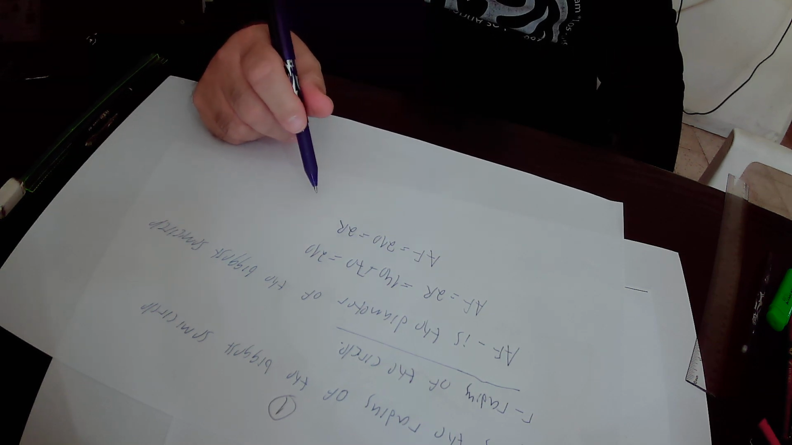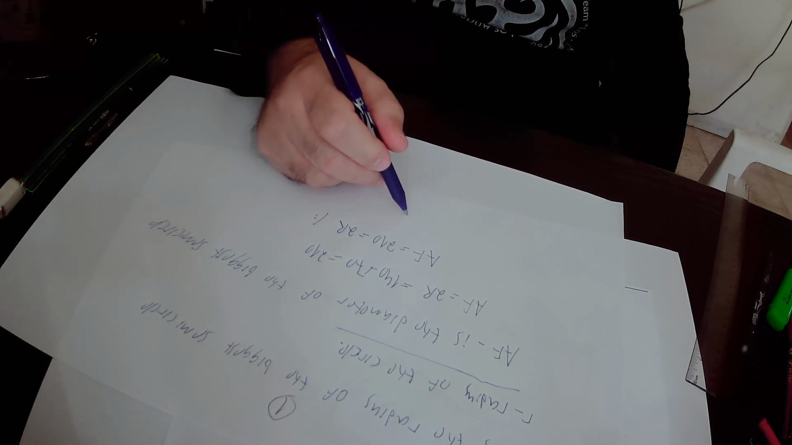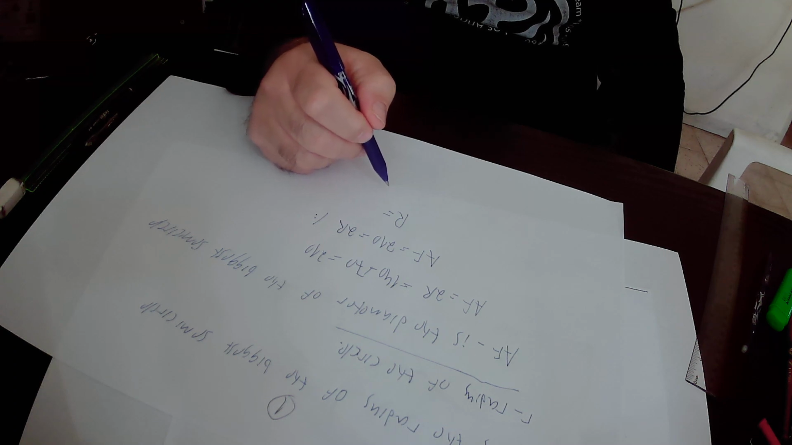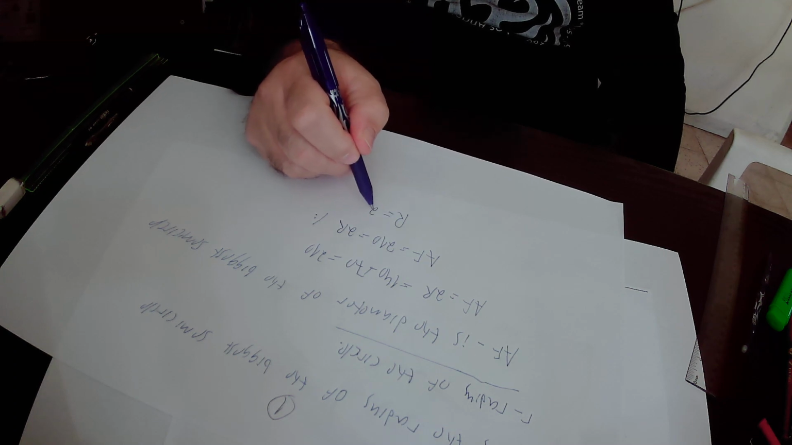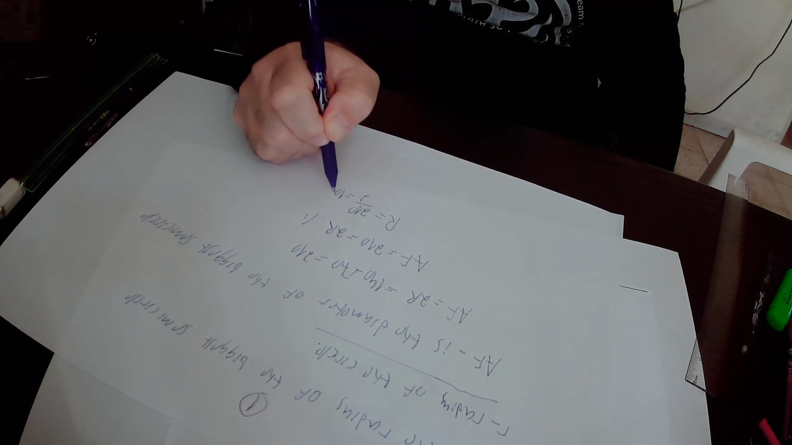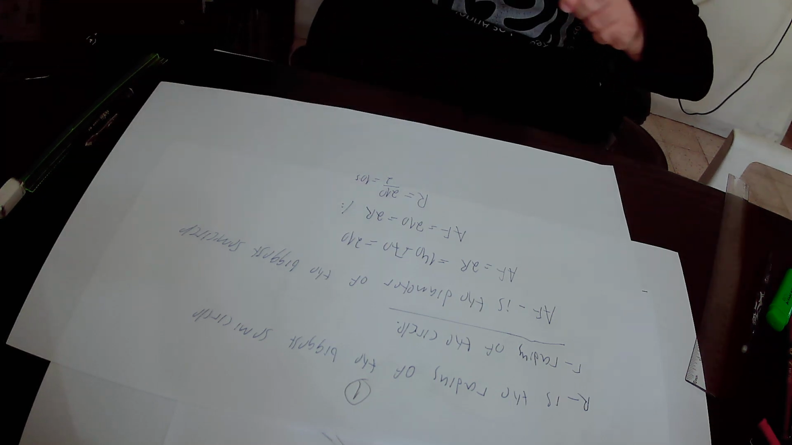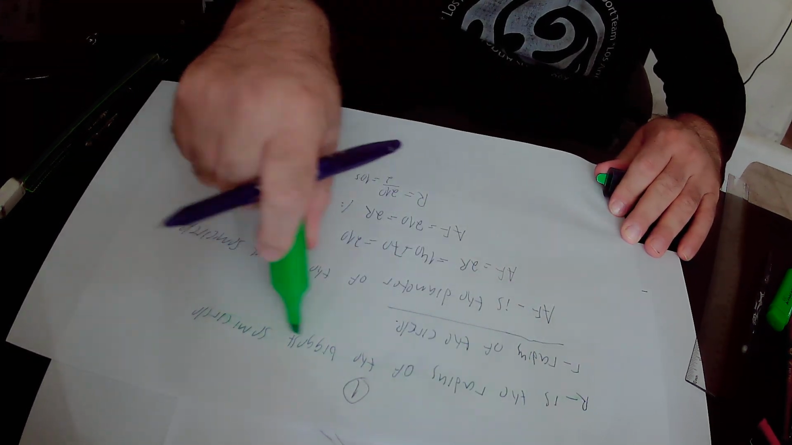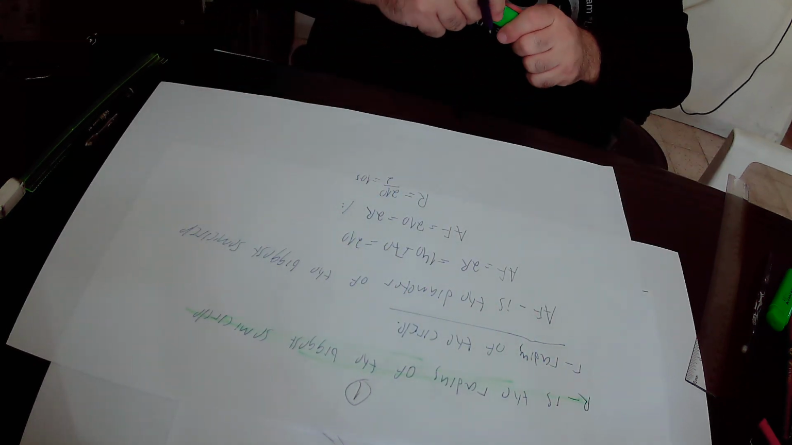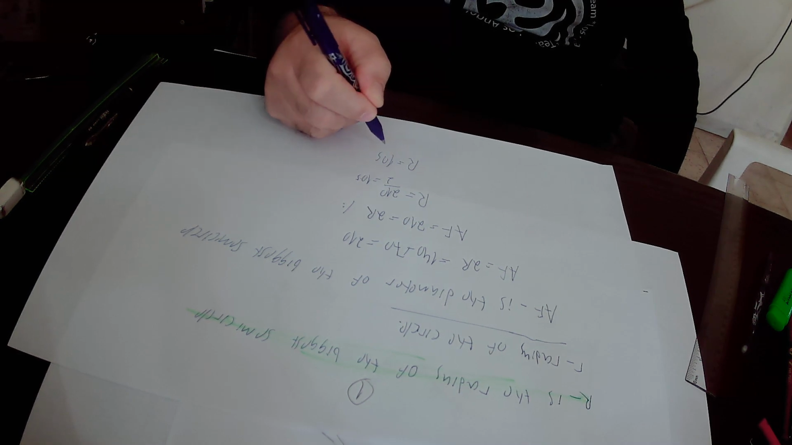Here we will divide this equation by 2 and we'll get that capital R, that is the radius of the biggest semicircle, is equal to 210 over 2, that is actually 105 units. So capital R, that is the radius of the biggest semicircle, equals 105 units.